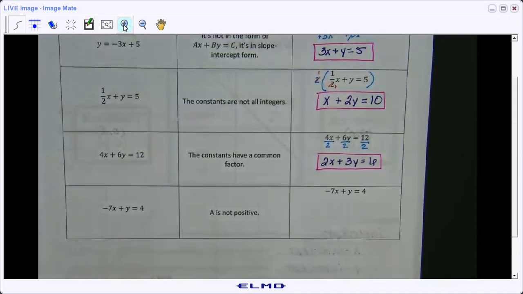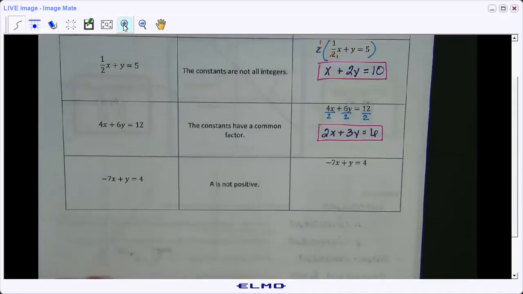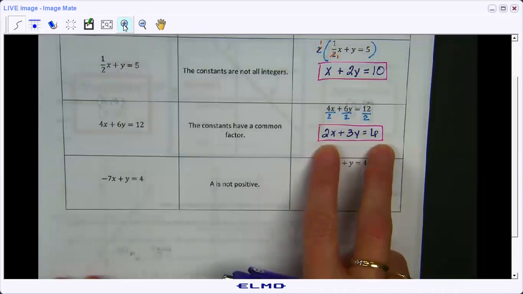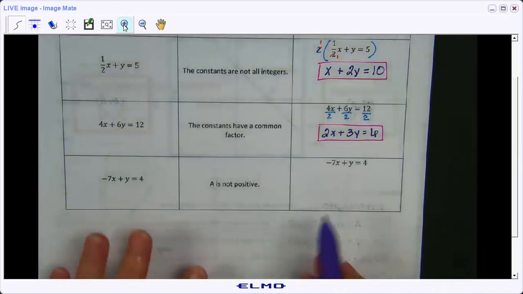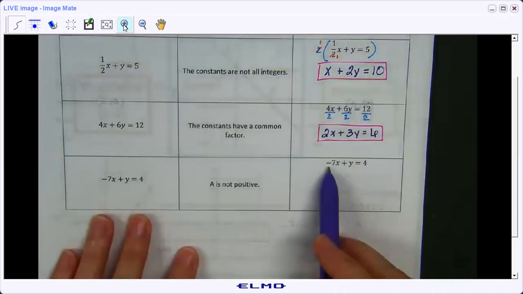Does that make sense? Okay, JG? What if the constants after you divide them, what if they still have a common factor? Like 2 and 6? Then that means you didn't choose the greatest common factor. Yeah, you have to choose the greatest common factor. That was a good question. All right, so what do we have to do to this one to make our A positive?